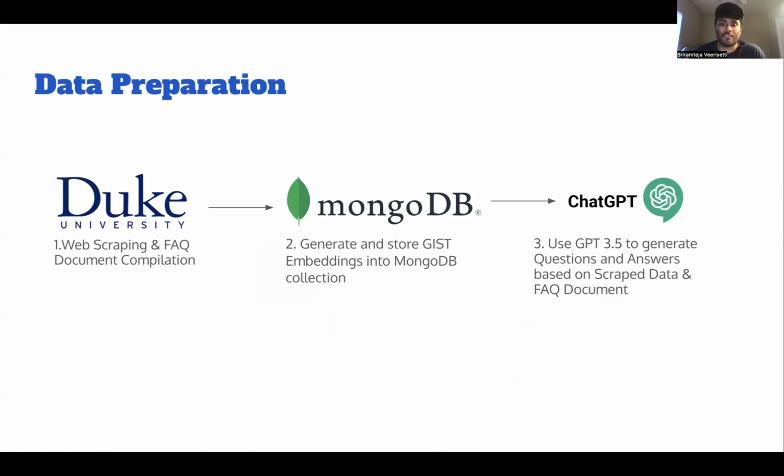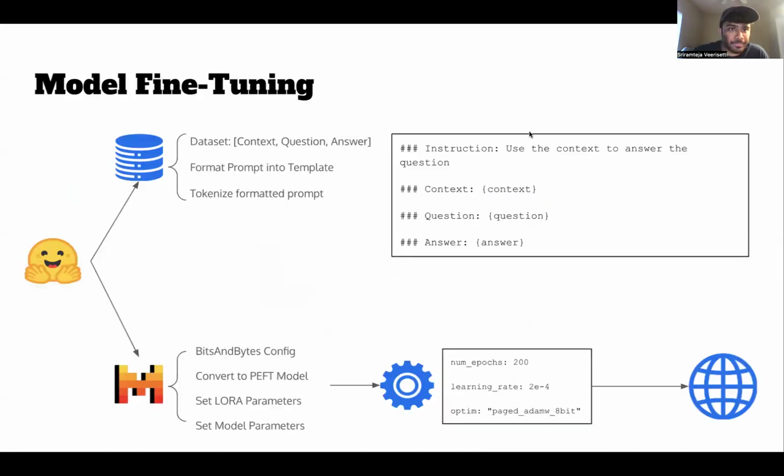And once we were able to have all that information in MongoDB, we were able to use GPT 3.5 Turbo in order to use that curated information data set to create question and answer pairs based on that data we were just talking about. So this was our data preparation pipeline.